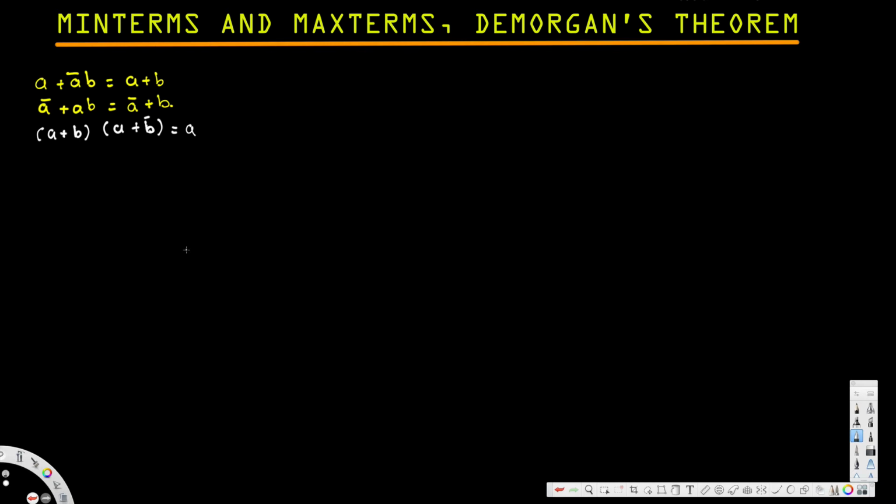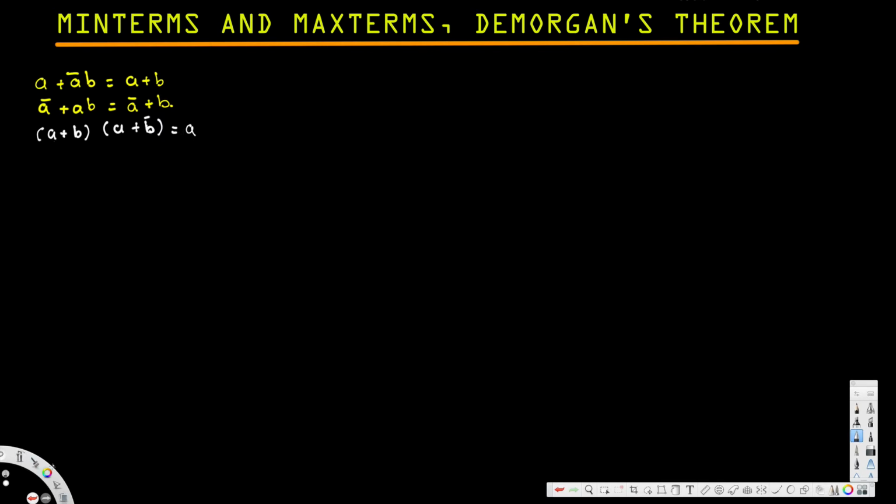In this video we are going to talk about minterms and maxterms, and also we are going to talk about De Morgan's theorem. Now before we go to the minterms and maxterms, let's try to prove this one. Here we have (a plus b) times (a plus b bar) is equal to a. Now let's try to prove this one.